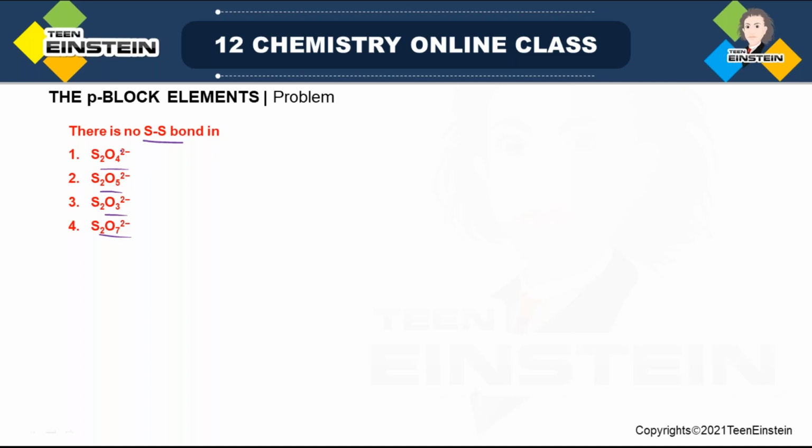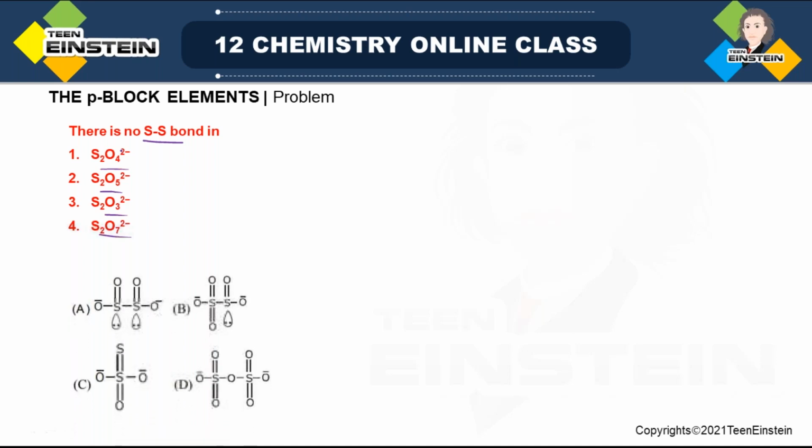So in the oxoacid structures, we have seen in some cases an S-S bond is present, in some cases it is not present. Okay, we have to find in which case an S-S bond is not present. So only one option will be correct. So these are the structures. This is S2O4 2 minus. The next one is S2O5 2 minus.